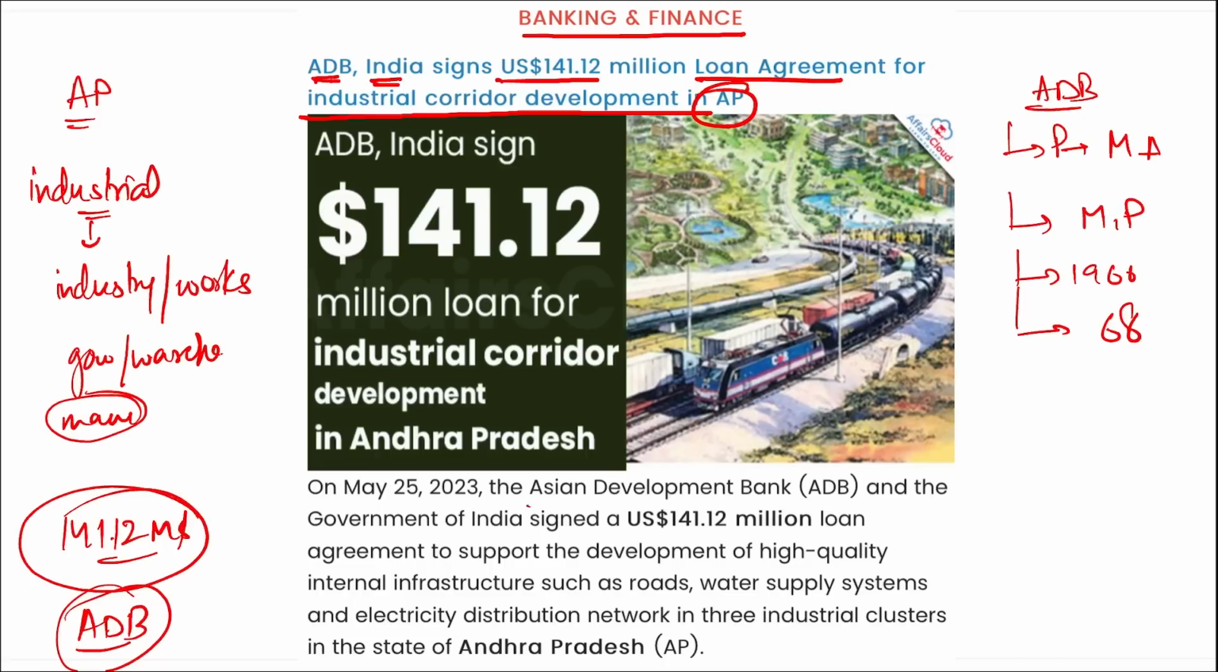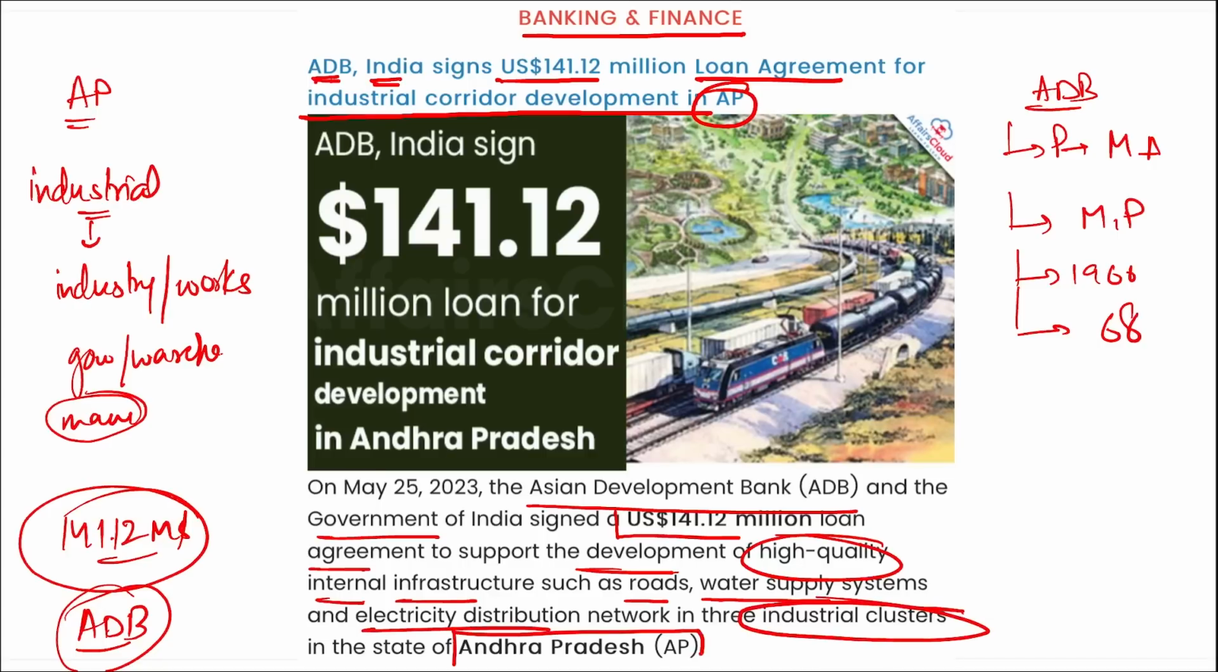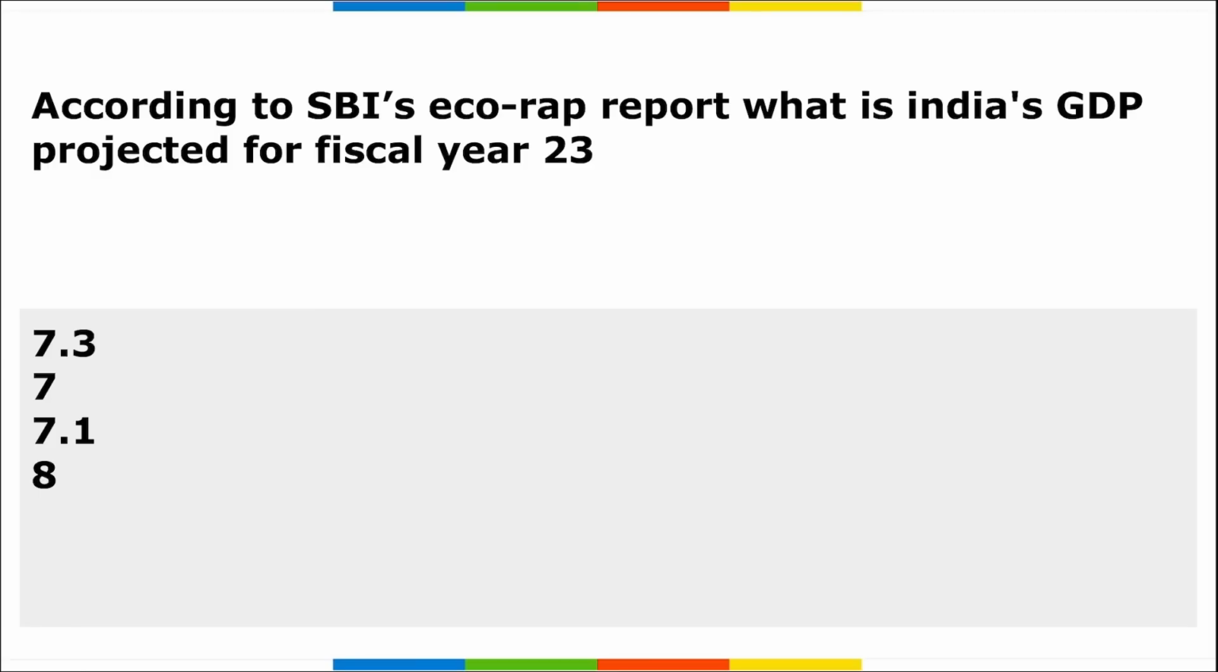So here you can see Asian Development Bank and the Government of India signed a $141.12 million loan agreement to support the development of high quality internal infrastructure such as road, water supply, electricity distribution network in the three industrial clusters of Andhra Pradesh.